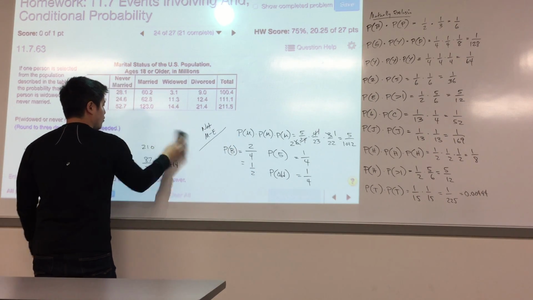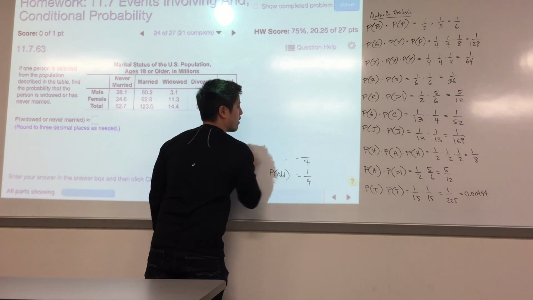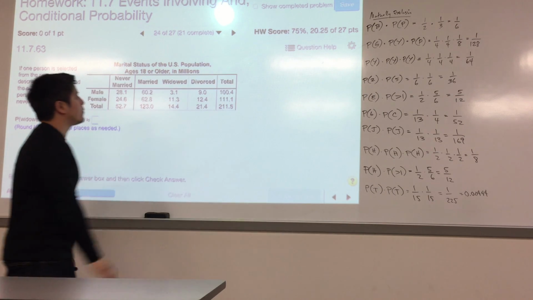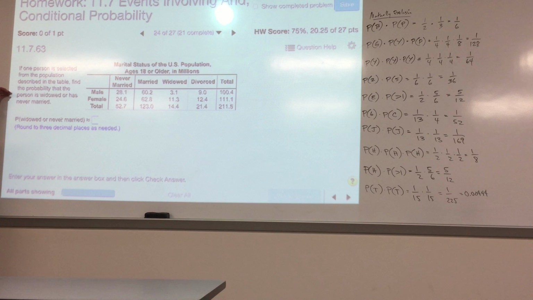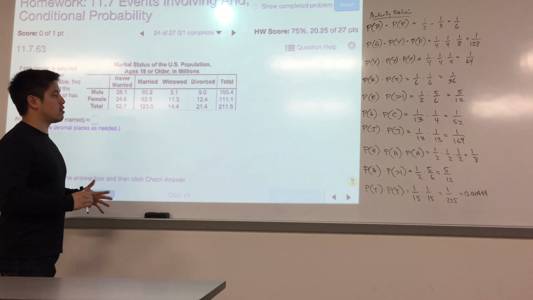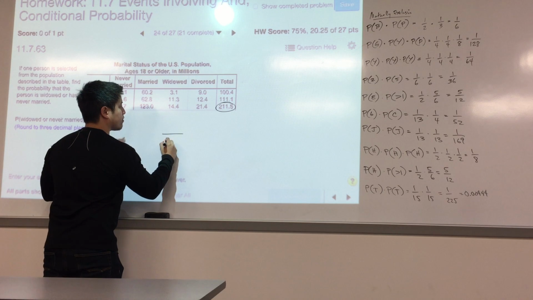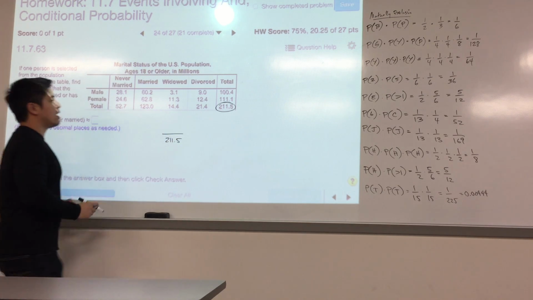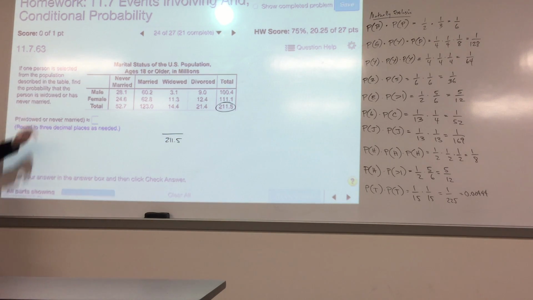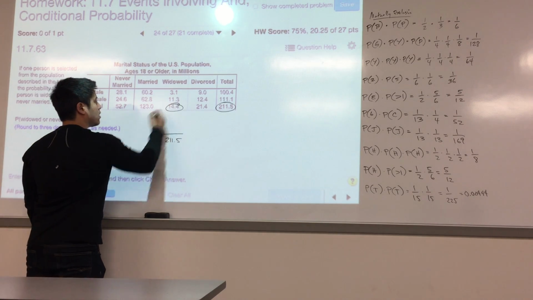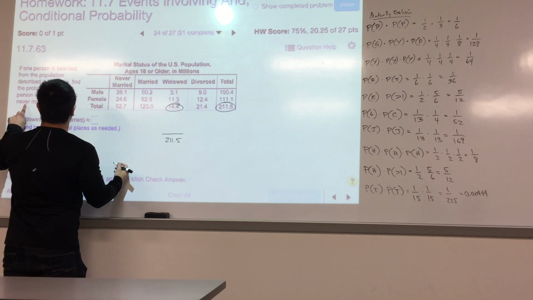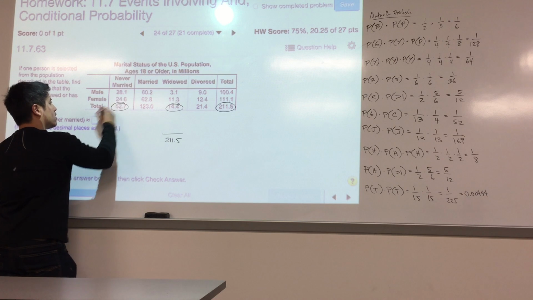I'm going to erase this, okay, everybody? Erase this right here. That way we have a cleaner slate to work on. Okay, find the probability that the person is widowed or has never married. First and foremost, we need to know the what? The total. That's what everything is out of. So we know we're out of 211.5. And here we go. Widowed or has never married. There it is.